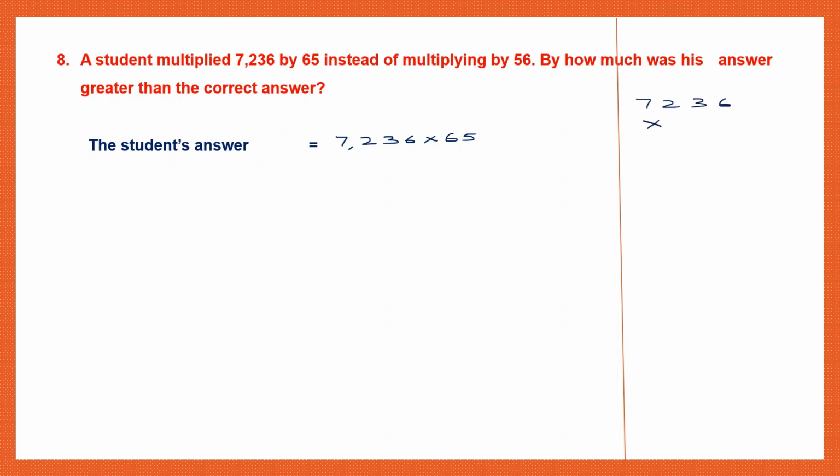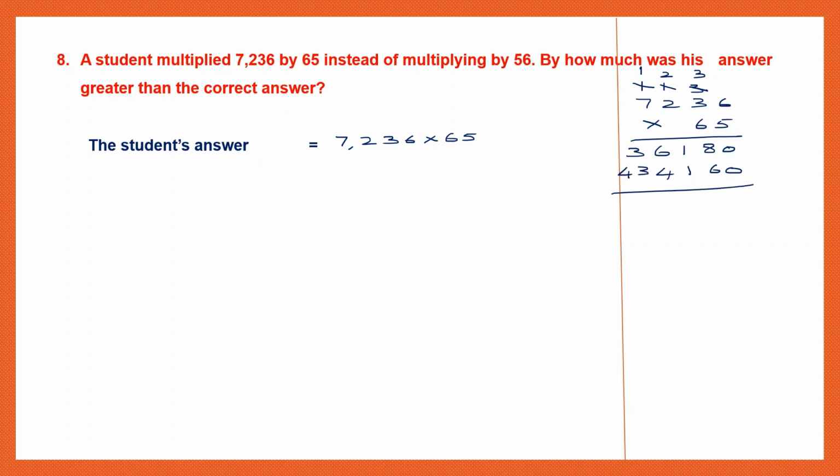7,236 into 65. 5 sixes are 30, carry 3. 5 threes are 15, 16, 17, 18, carry 1. 5 twos are 10 plus 1 is 11, carry 1. 5 sevens are 35 plus 1, 36. Now next step, 6 sixes are 36, carry 3. We'll write it there. 6 threes are 18 plus 3 is 19, 20, 21, carry 2. 6 twos are 12, 13, 14, carry 1. 6 sevens are 42 plus 1, 43.